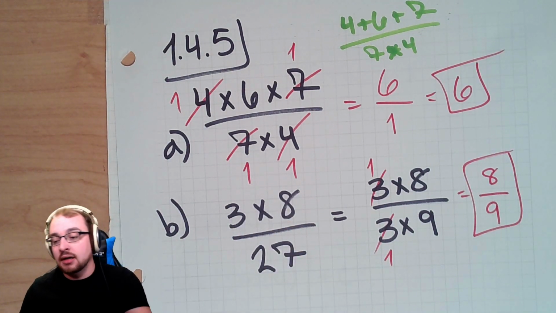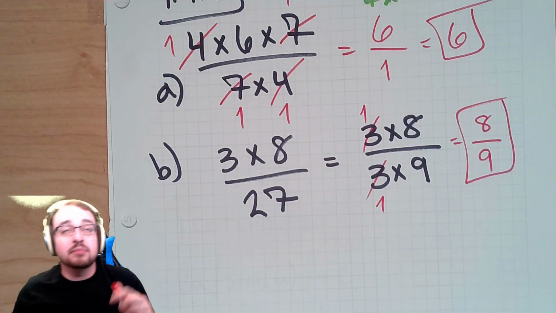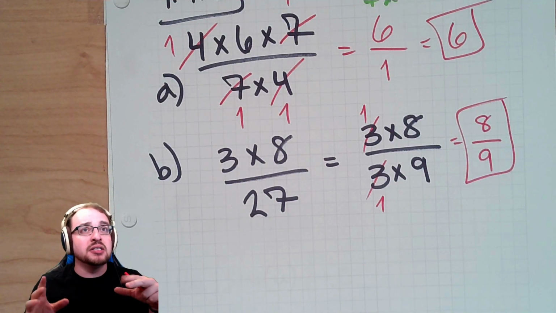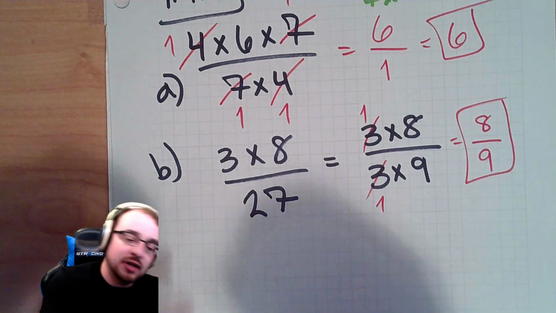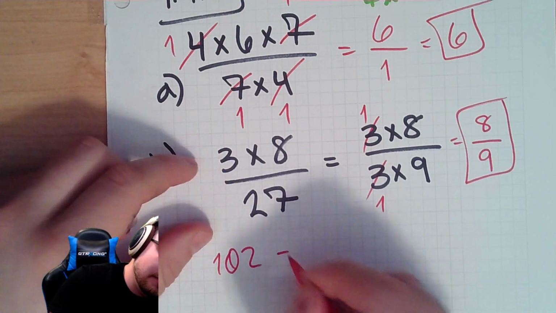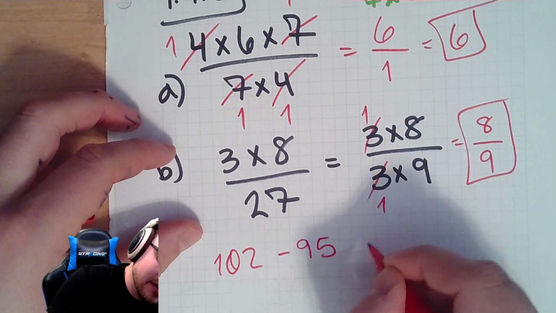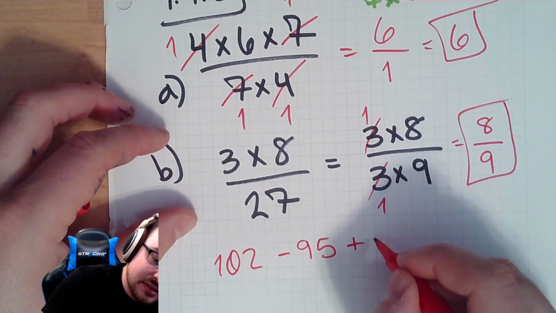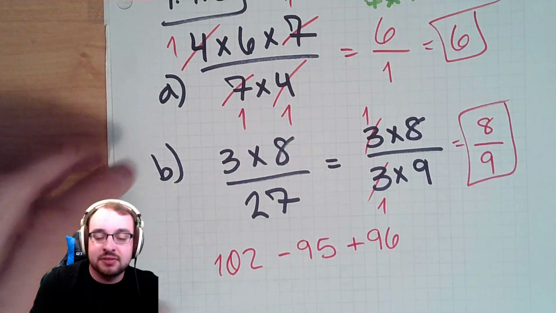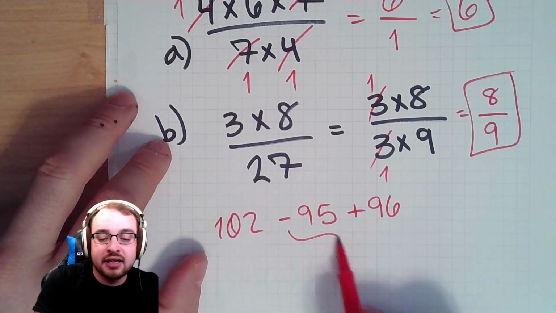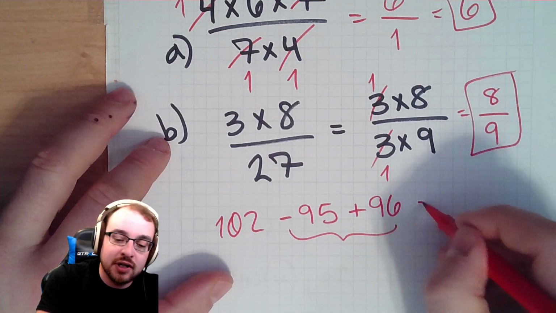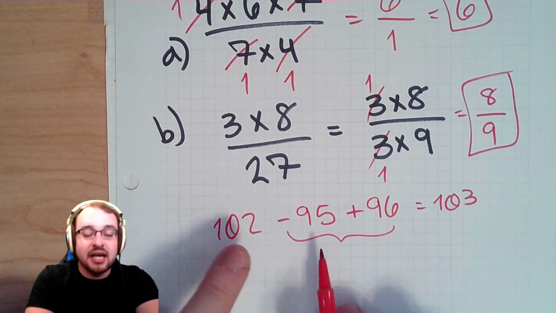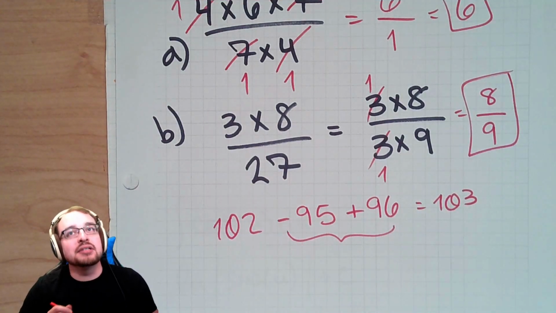Look for combining terms in interesting ways to make your math easier on you, right? We've talked about problems like 102 minus 95 plus 96. It's much easier to start from here and get 1 and then add it to 102 and get 103 than it is to take away 95 and then add back 96, right?